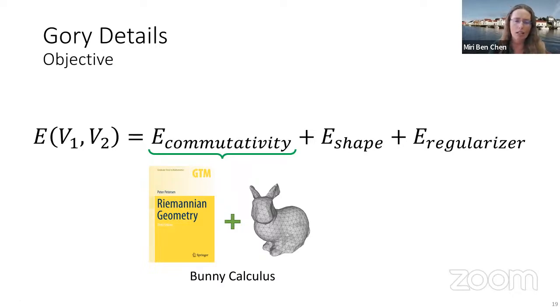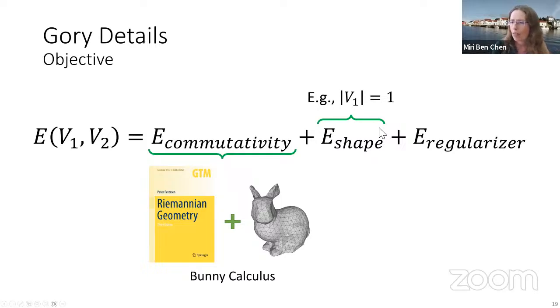So the way to get from smooth differential geometry to quantities and operators which work on triangle meshes, and which also give you nice theorems, leads to multiple definitions of what it means for two vector fields to commute on a triangle mesh. This is usually the heart of the mathematical contribution: understanding how to express commutativity on triangle meshes. Okay, so this is one part of the objective.